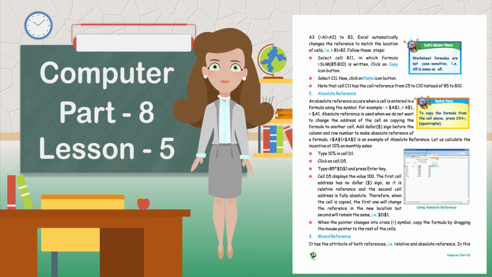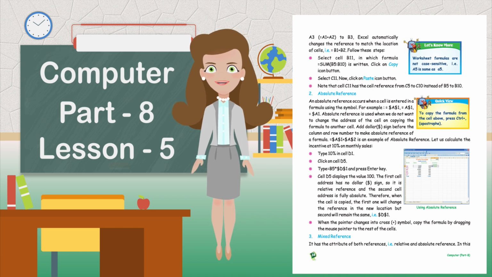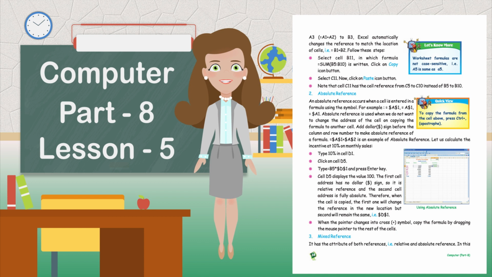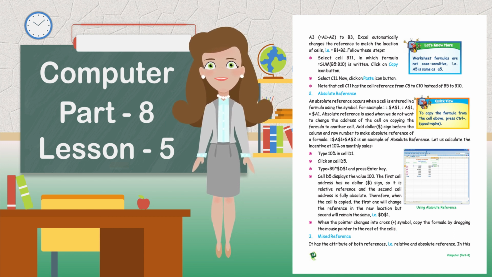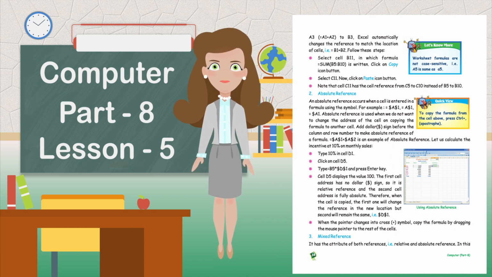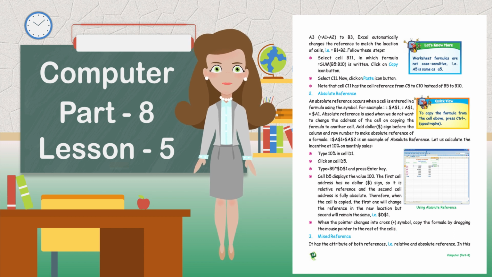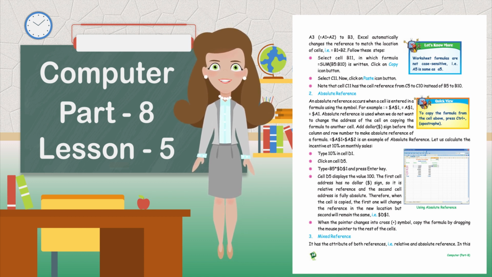Number 2. Absolute reference. An absolute reference occurs when a cell is entered in a formula using the $ symbol. For example, =$A$1, =A$1, =$A1. Absolute reference is used when we do not want to change the address of the cell on copying the formula to another cell. Add the $ sign before the column and row number to make an absolute reference of a formula. =$A$1+$A$2 is an example of absolute reference.